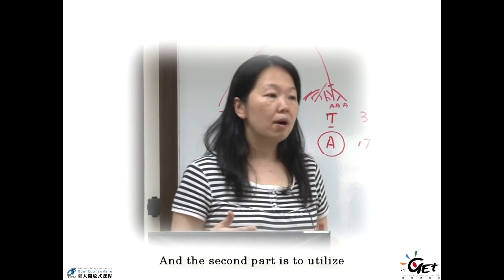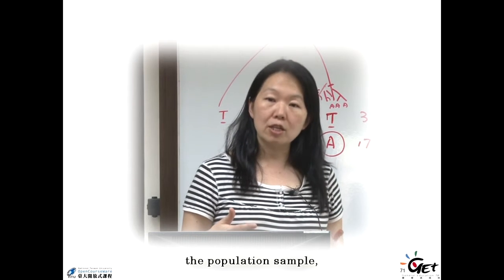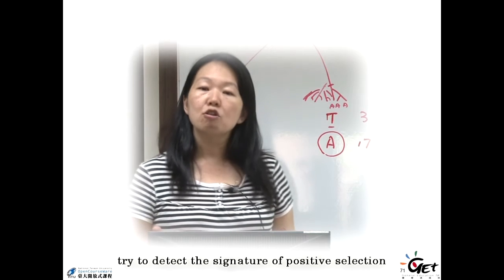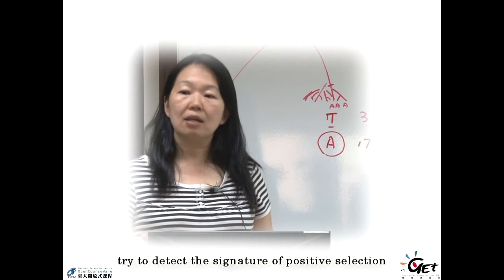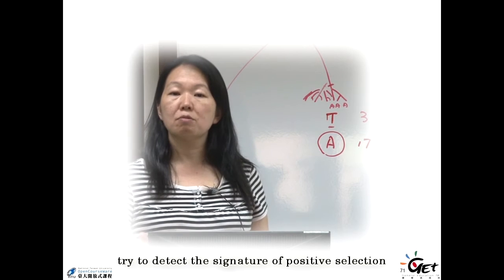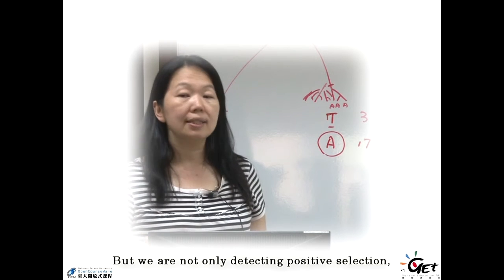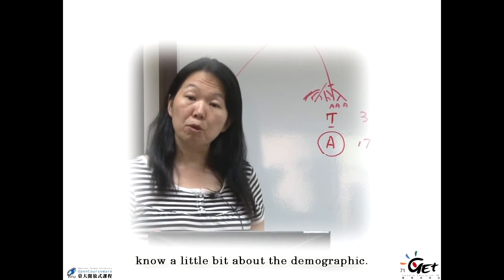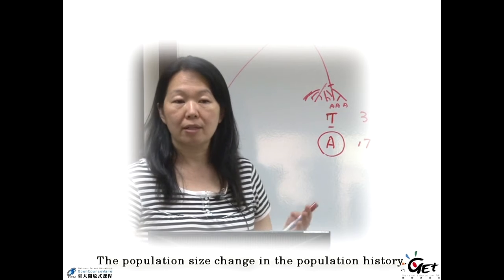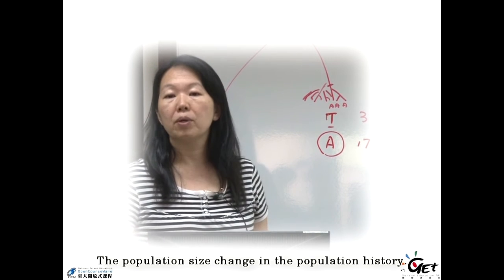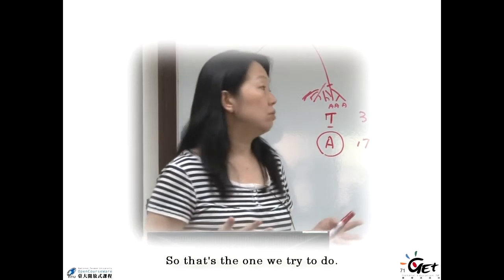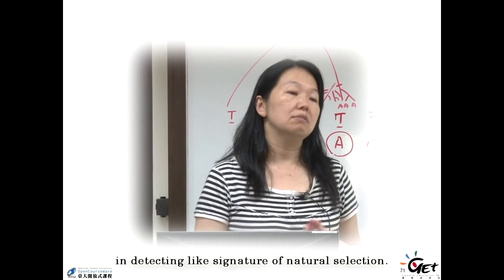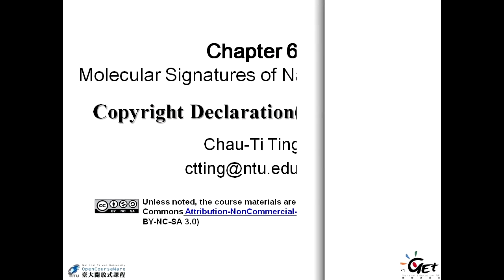And the second part is to utilize the population sample, the polymorphism data, and use the polymorphism data to try to detect the signature of positive selection. But we not only detect positive selection, we also can learn a little bit about the demographics, like the size change in the population history. So that's what we try to do, and those are the common methods we use in detecting signatures of natural selection.